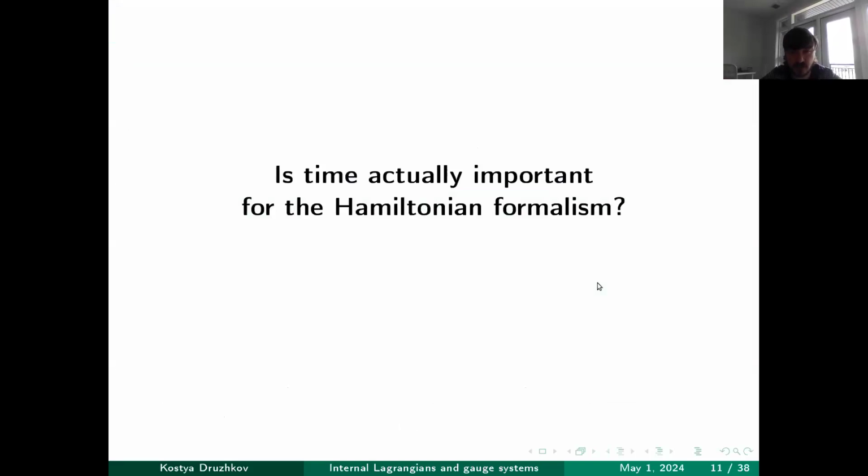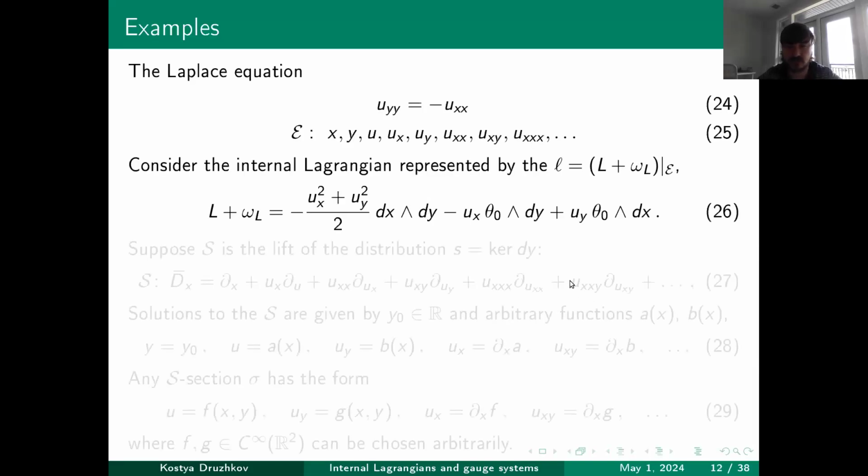So is time actually important for the Hamiltonian formalism? Apparently the answer is no, but maybe from some other points of view, it's not the case and so on. But at least according to this construction, time is not important for the Hamiltonian formalism. This construction just encodes Hamiltonian formalism in terms of the intrinsic geometry. So let's have a look at some example.